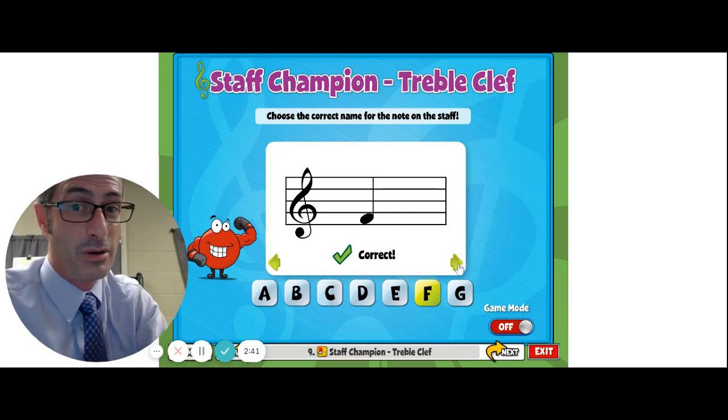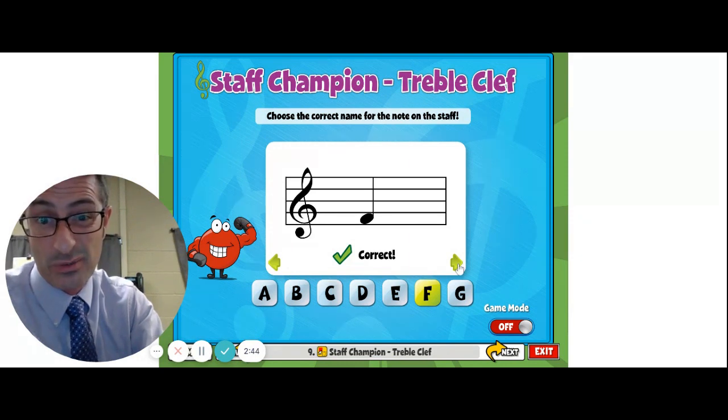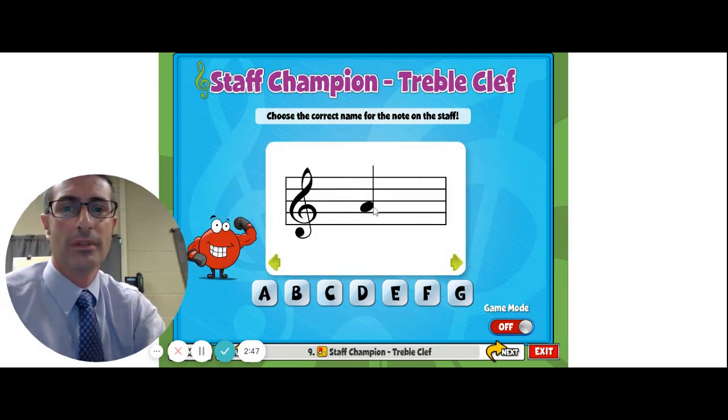We got it correct. Now click this arrow over here on my screen. I can jump ahead. It's going to give us a new one like this. Ooh, line or space.